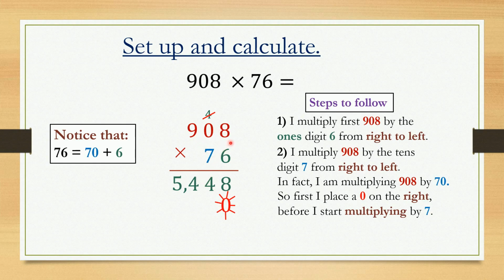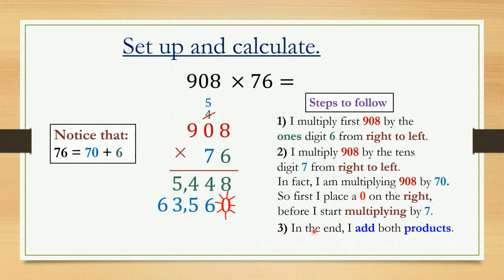7 times 8 is 56. I write 6 and I carry 5 above the 0. After the 8 you have the 0. Now 7 times 0 is 0. 0 plus 5 equals 5. Now 7 times 9, 63. I write 3, I carry 6. Here we don't have any more digits, so I write the 6 next to the 3. And in the end, I place the comma.